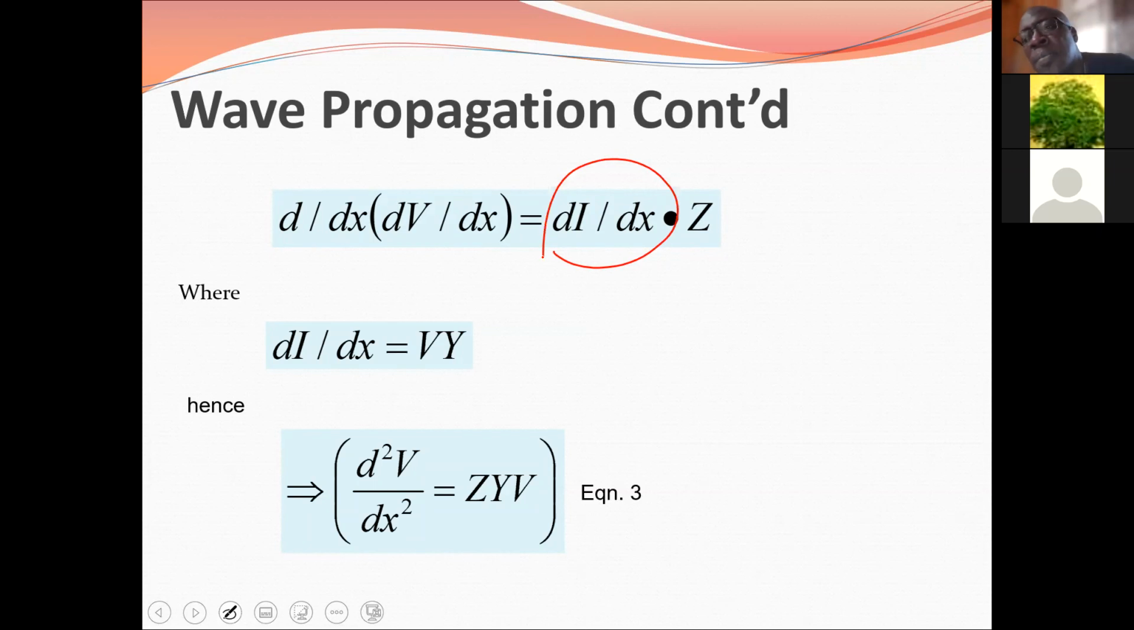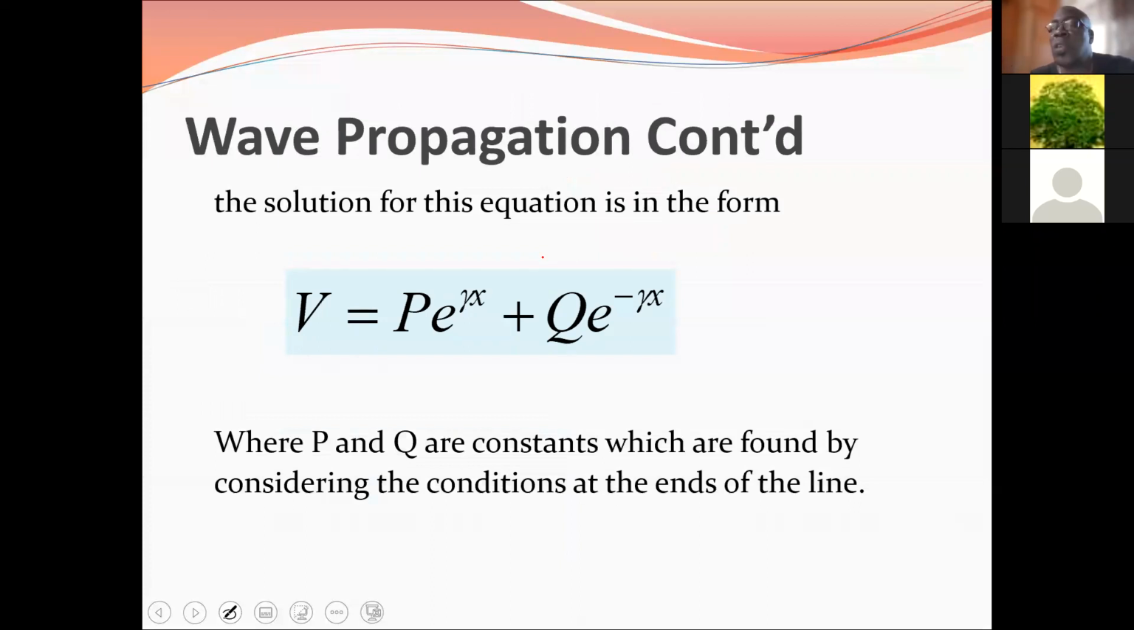Which I think we can all agree is a simple second order differential equation, the solution of which would be in the form: the solution of our differential equation for V will be P e to the gamma x plus Q e to the minus gamma x.